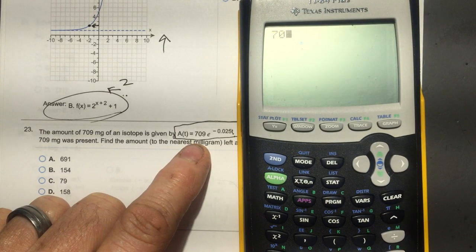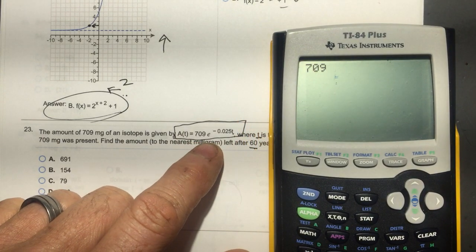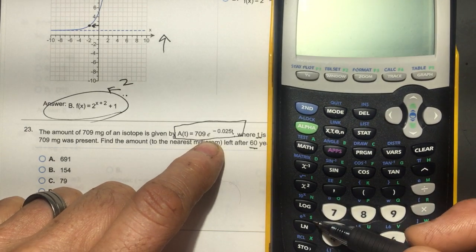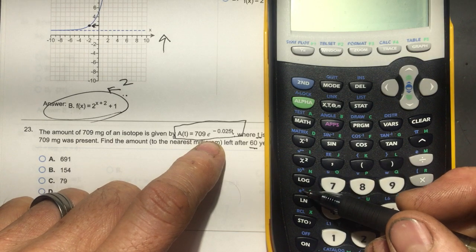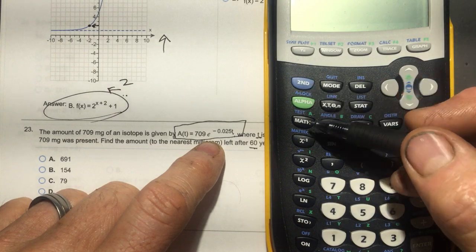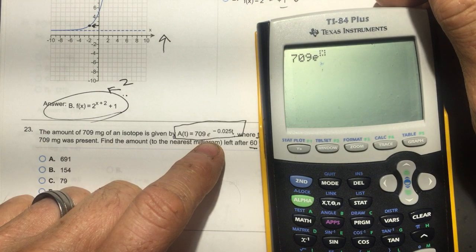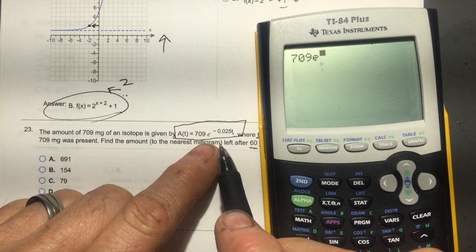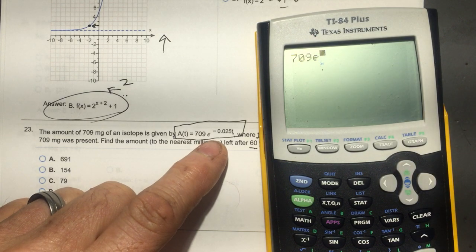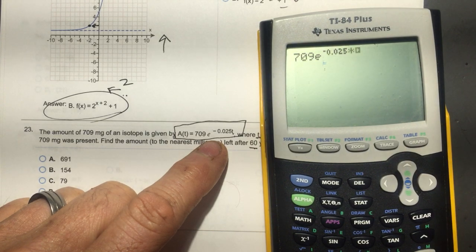I've got 709. Make sure you can see the calculator here. Then I've got E. Here's my E button right here. Usually the LN button has the E button, so I have to hit second and then hit that, and then my E comes on the screen. All right, and the rest of this is in the exponent, so I just put in the exponent. So I'm going to go negative 0.025 times 60.